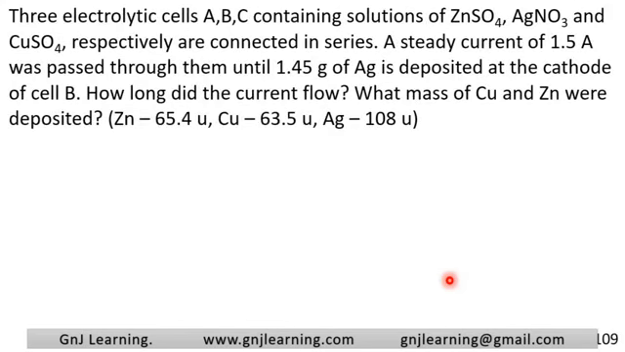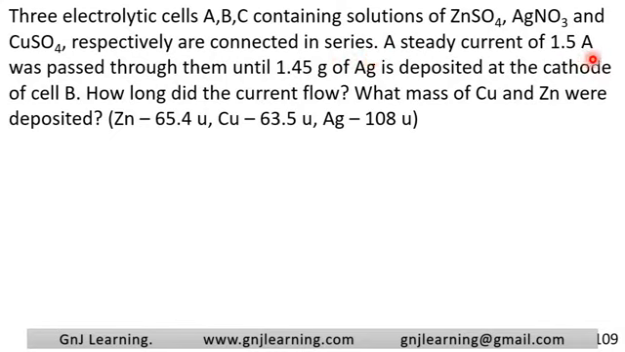Next, there are 3 electrolytic cells A, B, C containing solutions ZnSO4, AgNO3 and CuSO4 respectively, and they are connected in series. So we have 3 cells. One is A, in which we have zinc sulfate, in B we have AgNO3, and in C we have copper sulfate. And the important part is that they are connected in series.